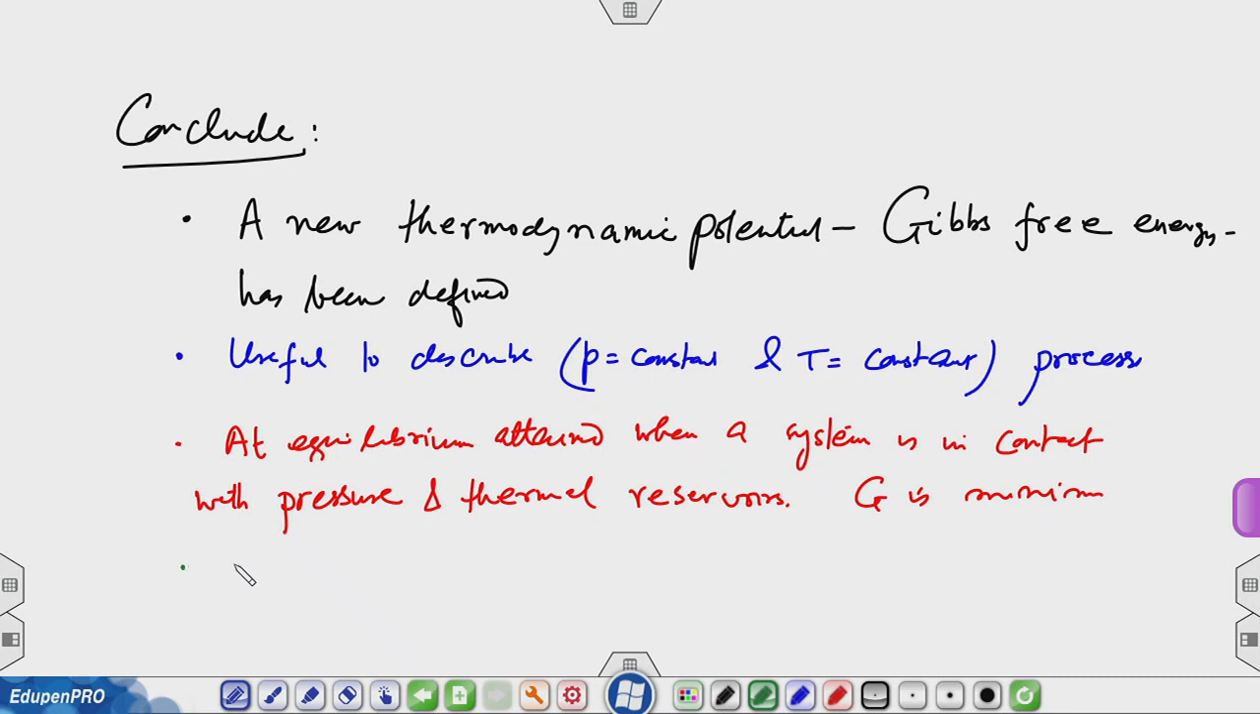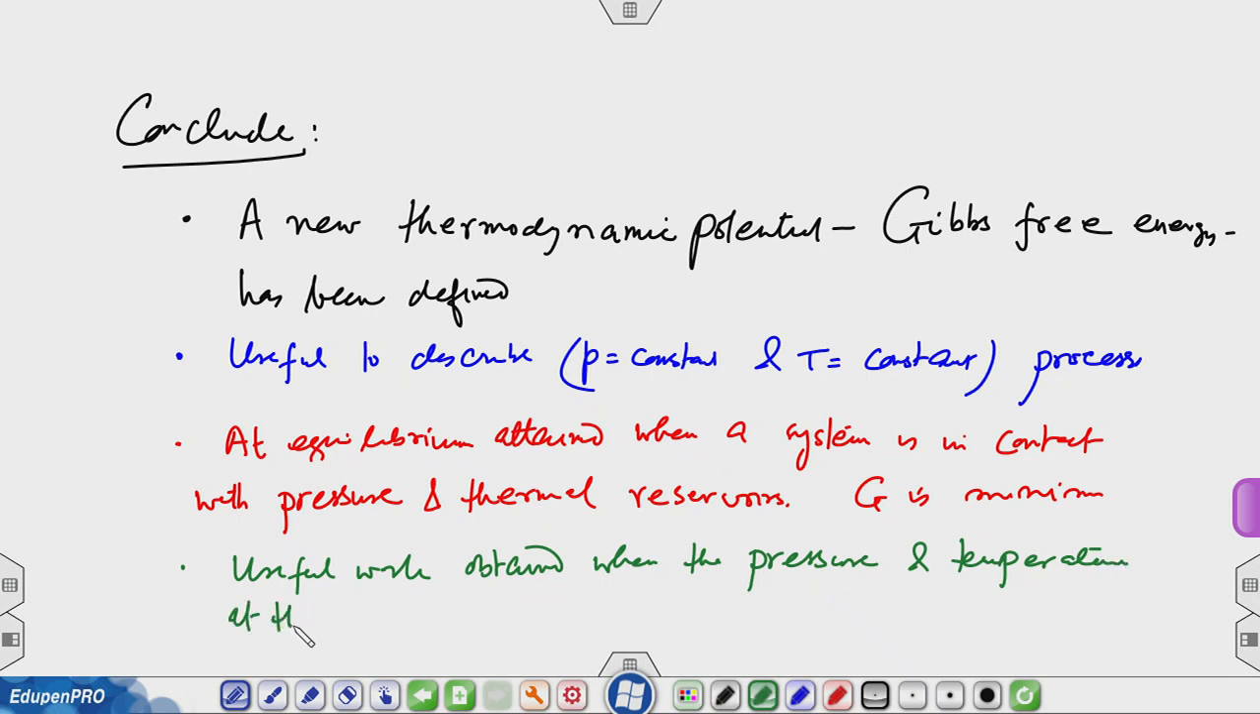And finally, useful work obtained when the pressure and temperature at the end of a process are the same is equal to minus delta G of the system. I'd like you to think a bit about this point about pressure and temperature being the same at the end of the processes, or the beginning and the end of the processes.